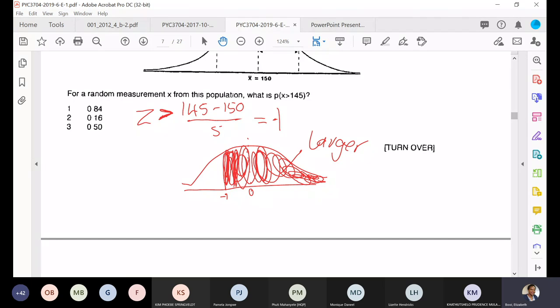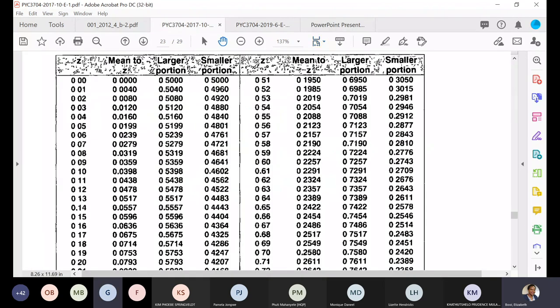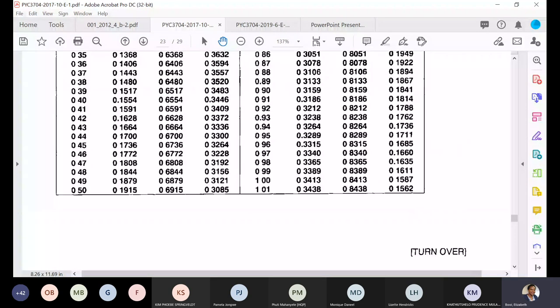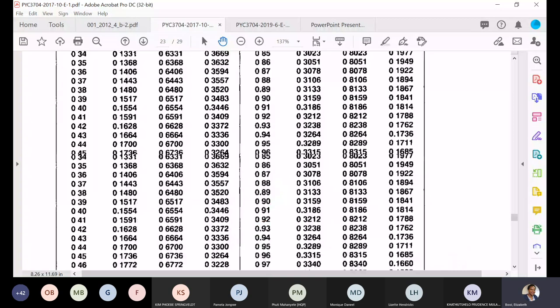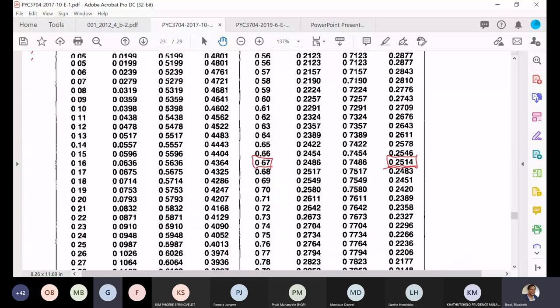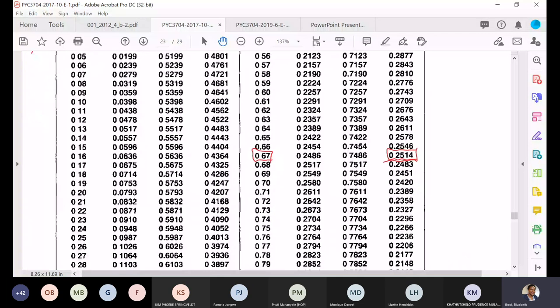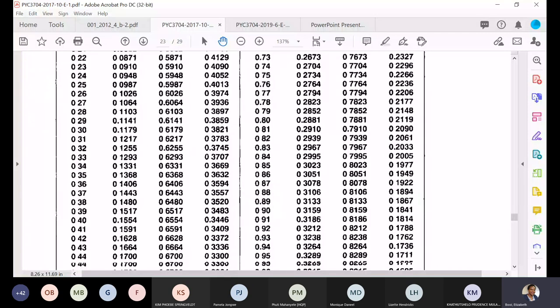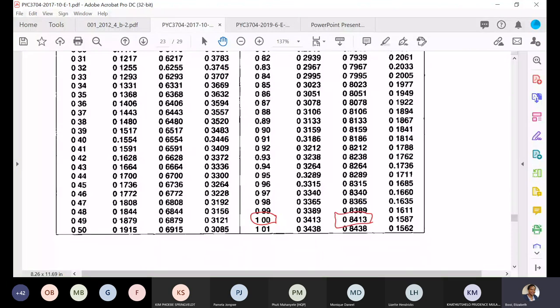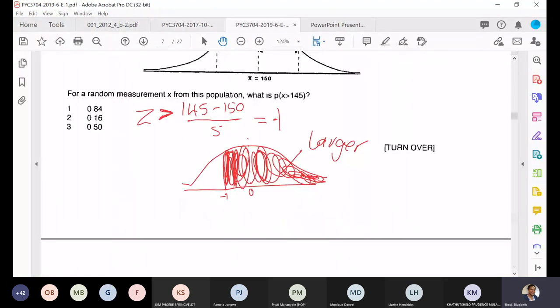So as long as you understand where we need to be, we need 1. So these are 0.1, 0.1, and this is 1. And we're looking for the larger side. So if I go up the table, the larger side is column number 2 to the left from the right, which is 0.8413. Now I understand. If we get another question like this, I will do it in this method.